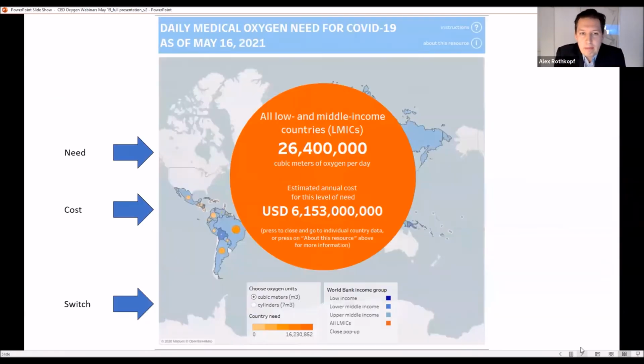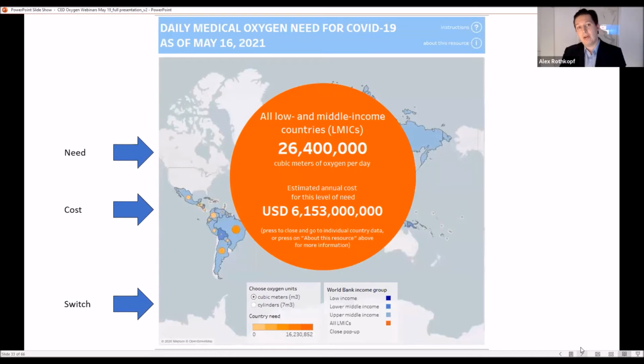I copy pasted it from yesterday, where it presents the overall need across the entire set of lower and middle income countries as about 26 million cubic meters per day, and the associated estimate to fill the gap of around $6 billion US. So it provides you with an opportunity to look at the current state of infection and turn that into an oxygen need and an estimate for a global investment.